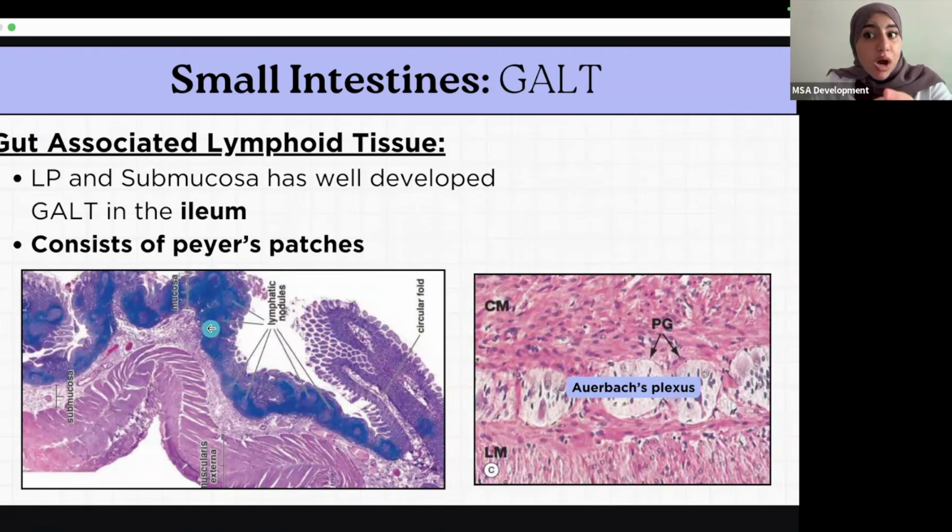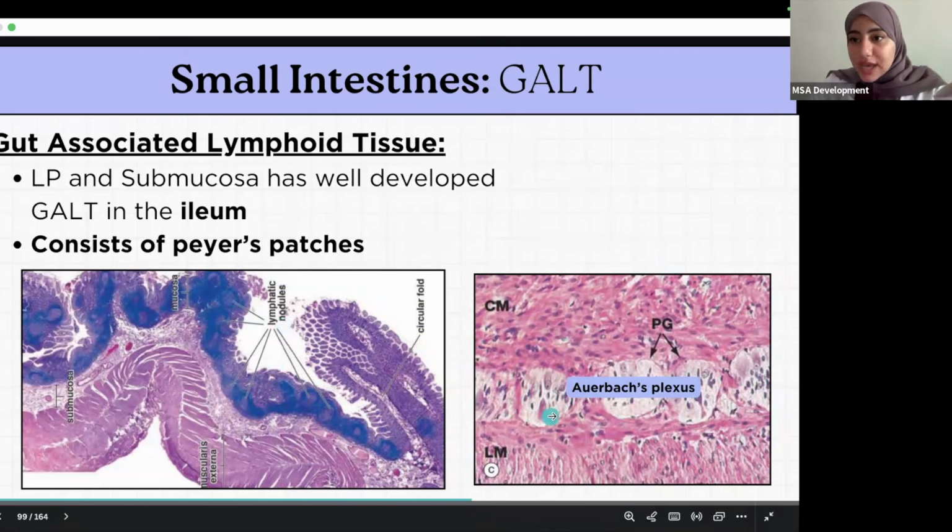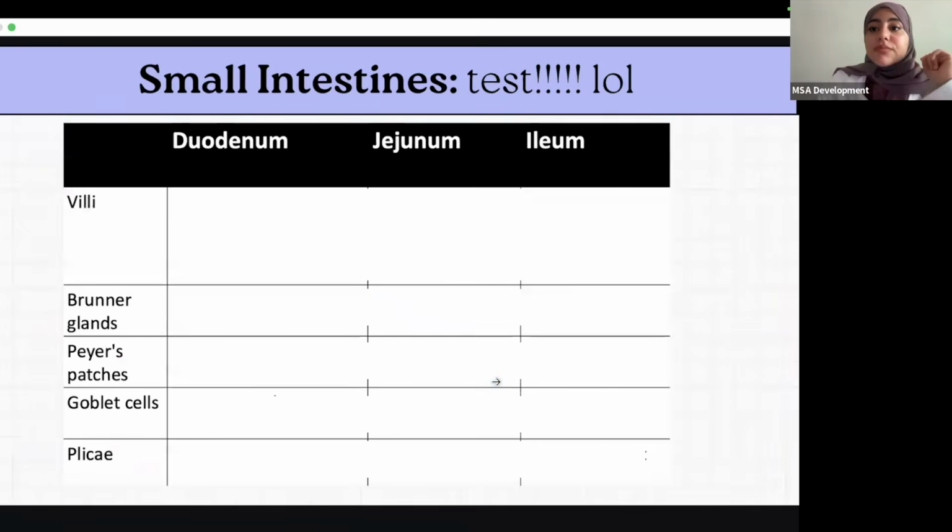it's mostly in the ileum. Why? Because there's a lot of bacteria. We need a strong defense or immune system. And over here, once again, the muscularis externa has circular and longitudinal layers as well as the Auerbach's plexus that exists there. Okay, now I'm going to test you. How does the villi look from the duodenum to the ileum?